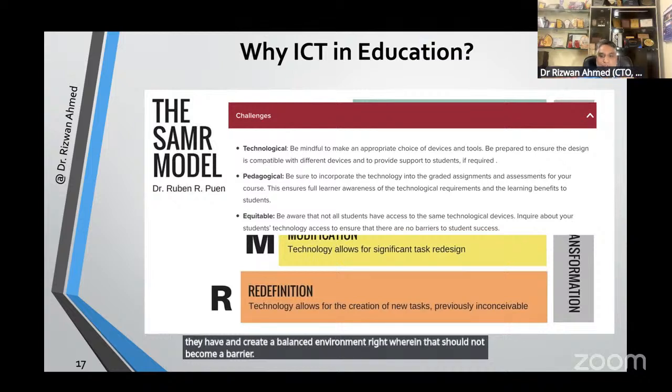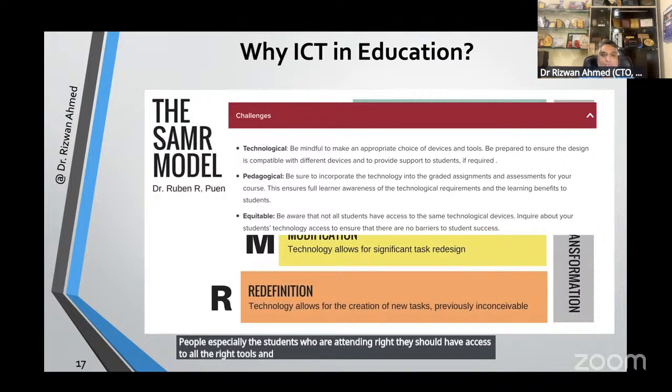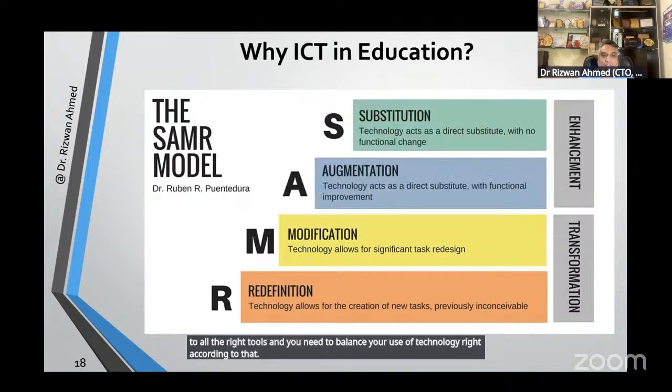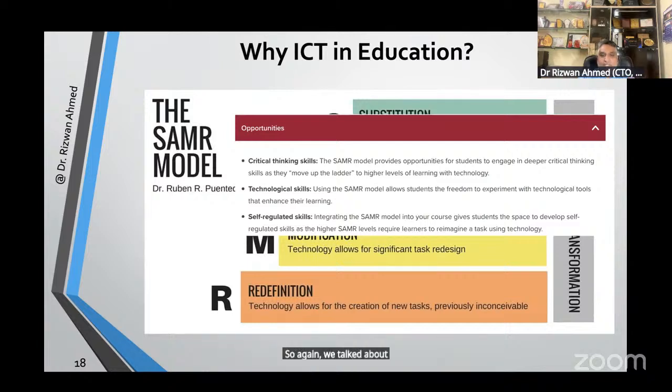The students who are attending should have access to all the right tools, and you need to balance your use of technology according to that. So again, we talked about challenges. There are many opportunities as well when we use the SAMR model.